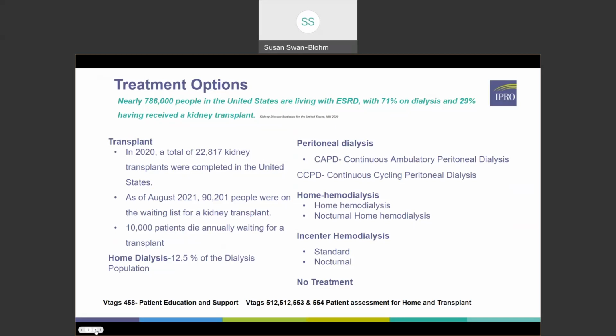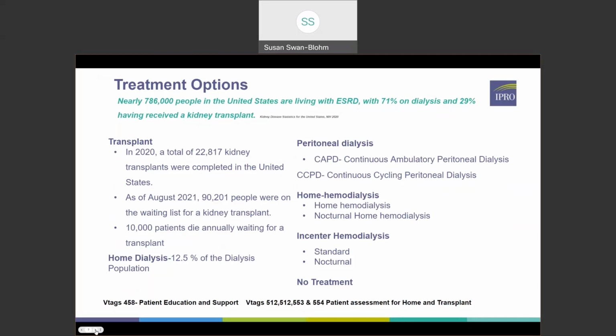Decision-making tools such as My Life, My Dialysis Choice by the Medical Education Institute or Choosing Dialysis by the Patient-Centered Outcomes Research Institute can help patients identify the treatment option that best fits their individual need.